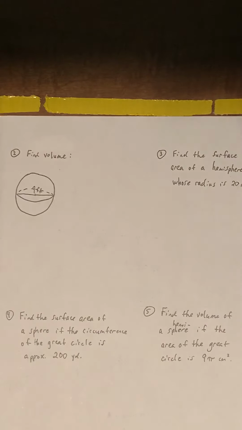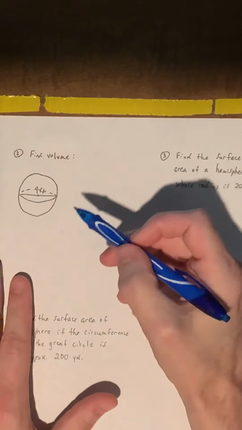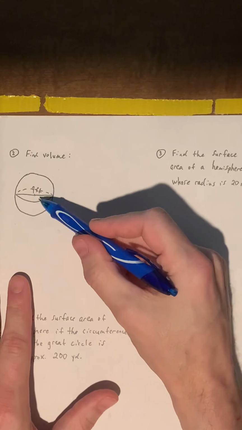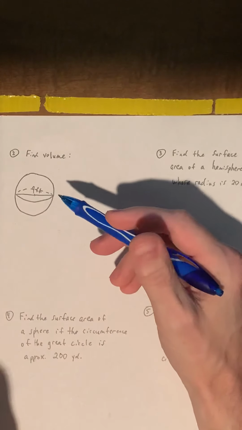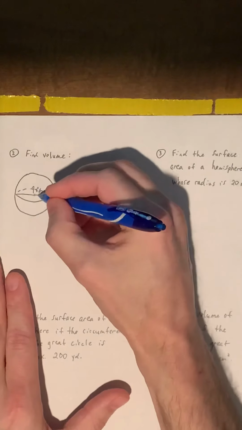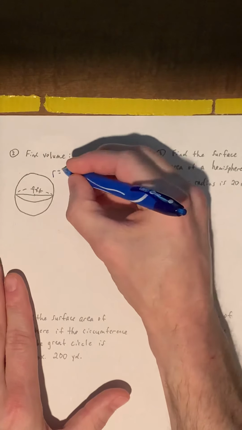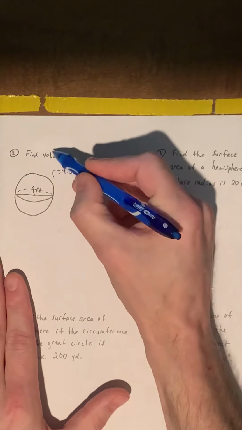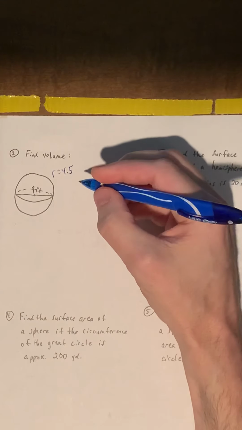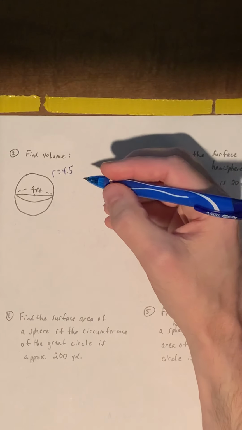All right, number 2, we're going to find the volume of the sphere. And be careful, because sometimes they'll give the diameter. Don't use diameter. You've got to use the radius for a sphere. So radius, chop that in half to get 4.5. And the volume formula, let's bring that up. It is 4/3.